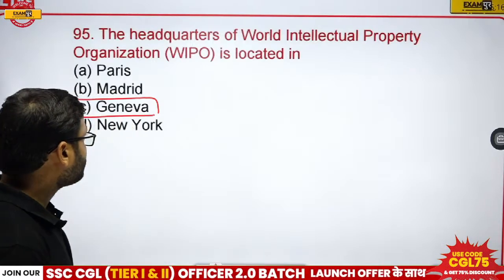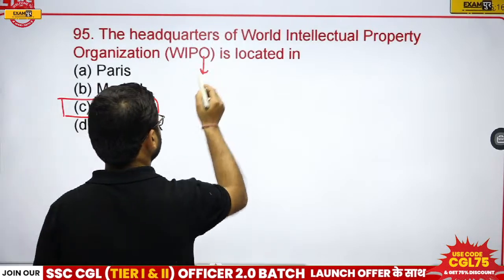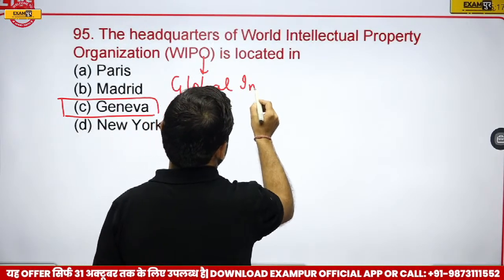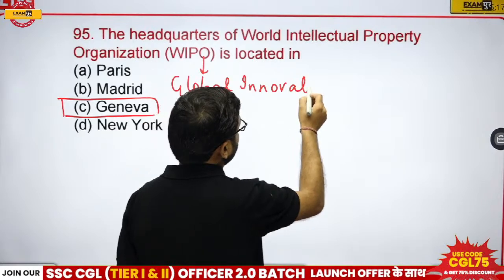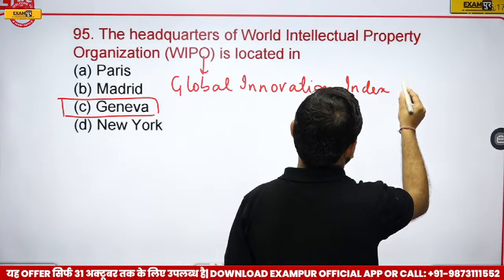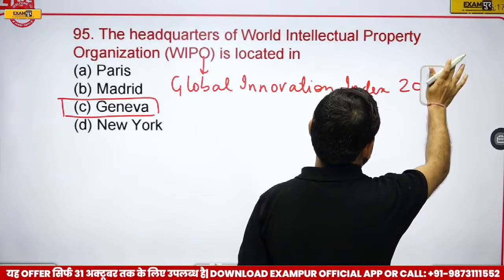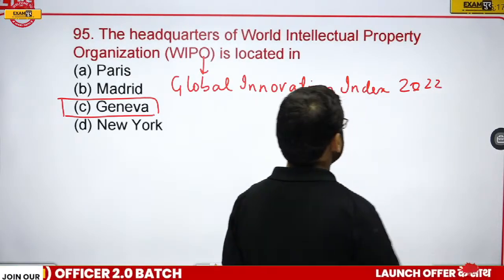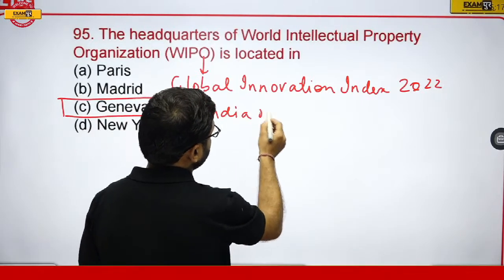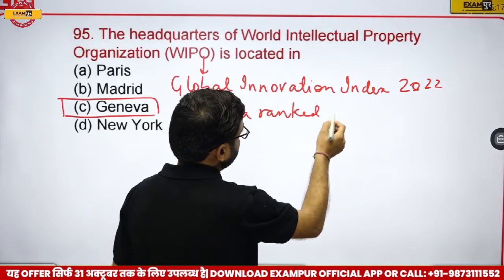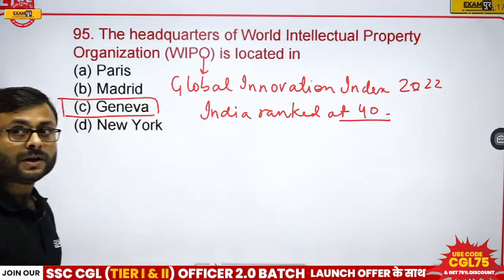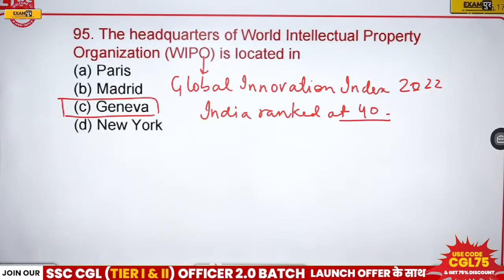So this is the correct answer for this question. And you have to remember that an index published by the WIPO is the Global Innovation Index. It was published recently in 2022, and India was ranked 40. So you should remember that this question may be asked in your upcoming examinations.